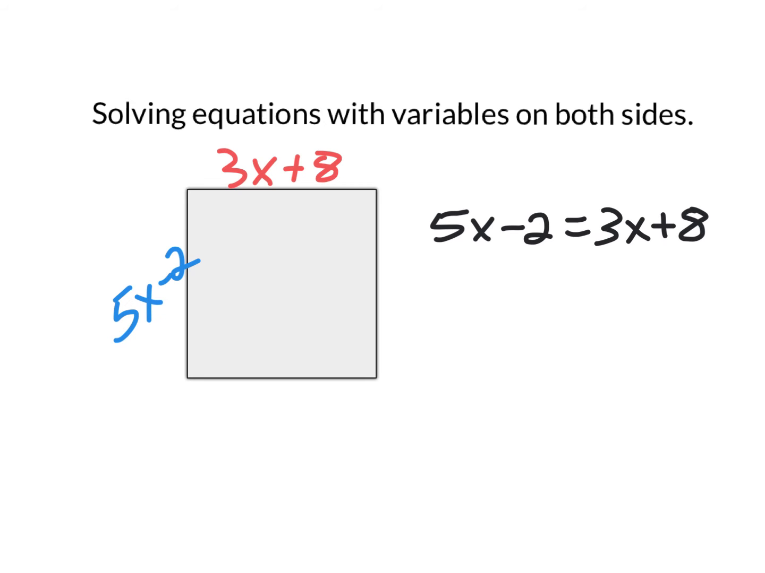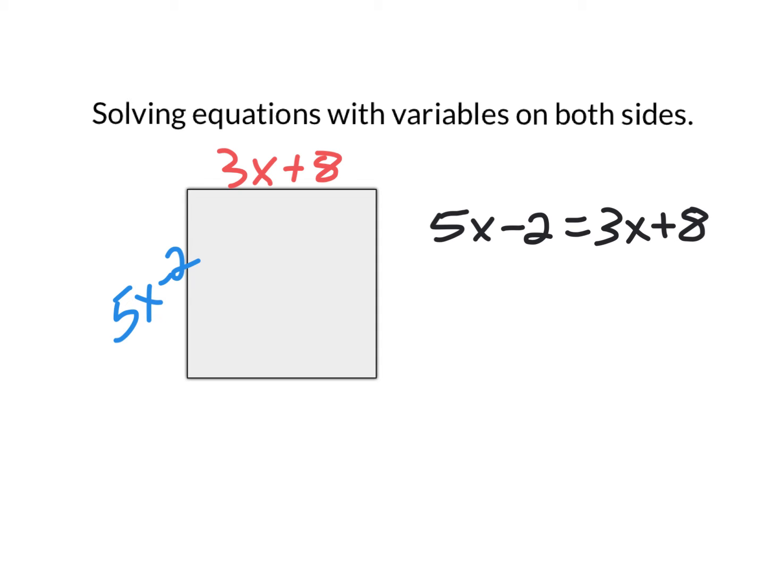All right. So at this point, we have, again, an equation to solve. But you'll notice you'll have a variable on both sides. So we have 5x here, and we have 3x on this side. We also have constants on both sides. We have a negative 2 here, or we're subtracting 2 on the left side, and we're adding 8 on the right side. So what we have to do is get our variables on one side and our constants on the other side before we can solve.